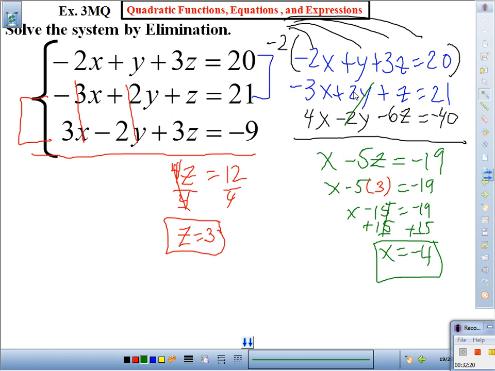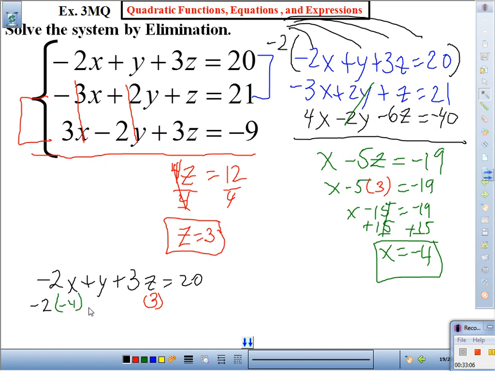My question to you, if I wanted to eliminate these two y's, what does this one need to be? So I multiply times negative 2. All right. So I need to substitute these two into one of the three equations. Which one do you want me to use, the first, second, or the third? All right, I'm going to use the first. So I'm going to do negative 2x plus y plus 3z equals 20. But instead of z, I'm going to substitute 3. Instead of x, I'm going to substitute negative 4.